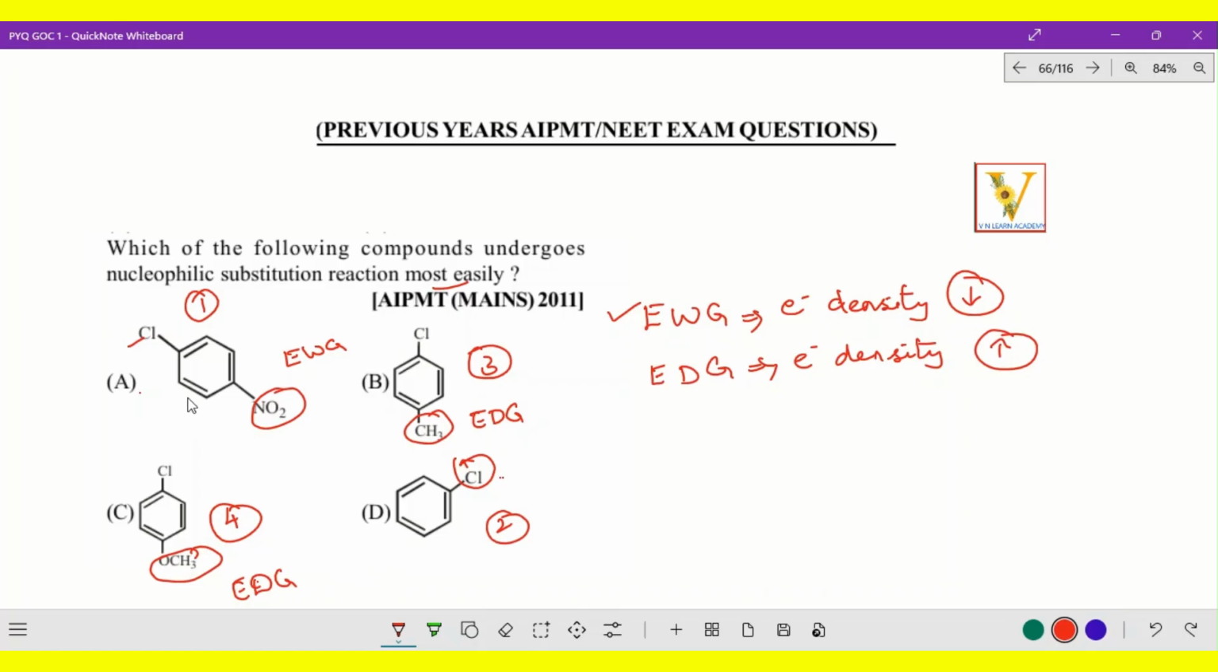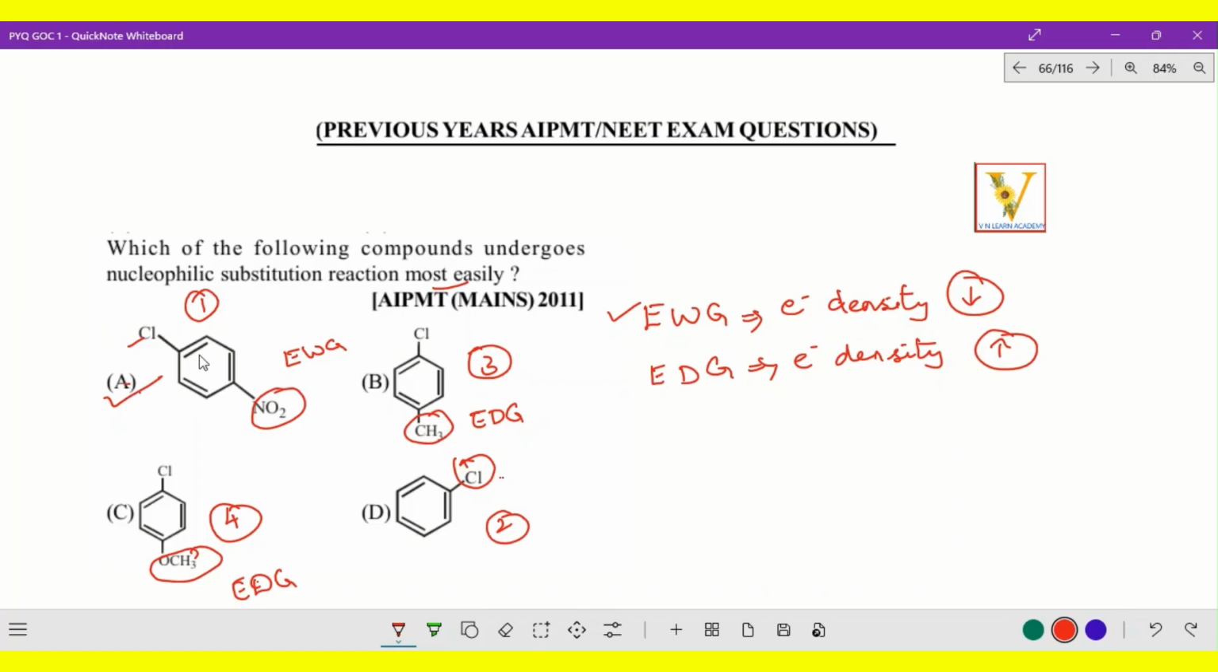So, which compound undergoes nucleophilic substitution most easily? The one with the highest number of electron withdrawing groups, no? So this is the highest. So which is the correct option? Option A is the correct option.